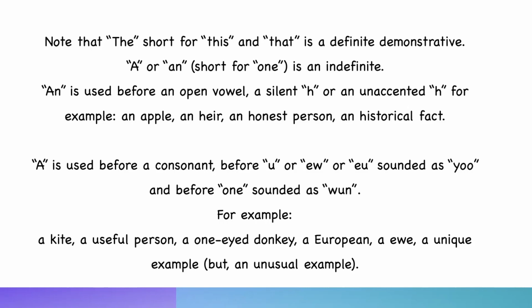A is used before a consonant, before a U sounded as you, and before one sounded as one. For example, a kite, a useful person, a one-eyed donkey, a European, a unique example, but an unusual example.